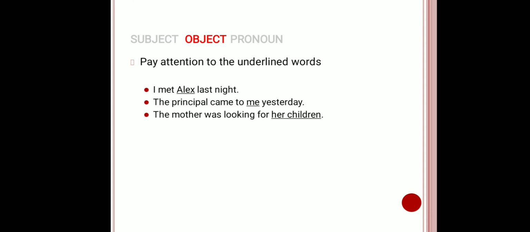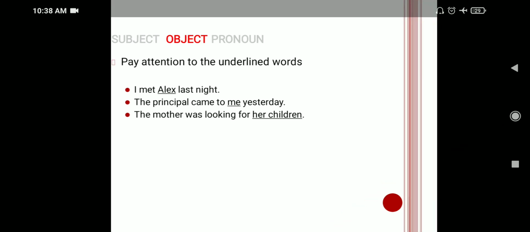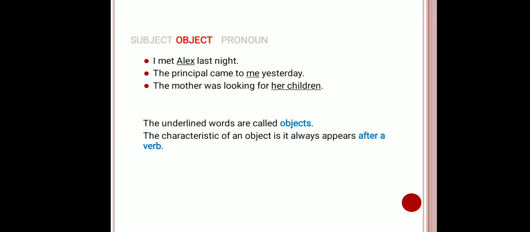Let's see the object. Some examples about the object. I met Alex last night. The principal came to me yesterday. The mother was looking for her children. So I have here three underlined words, right? Which are Alex, me, and her children. The underlined words are called objects.